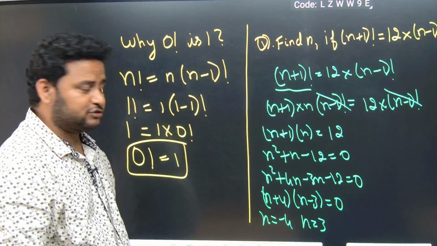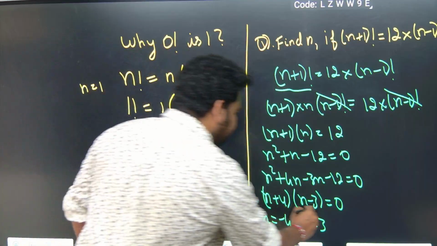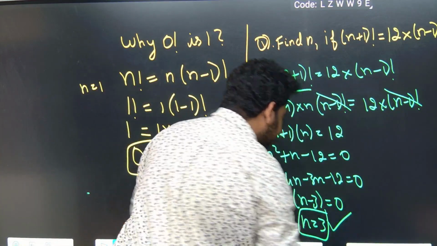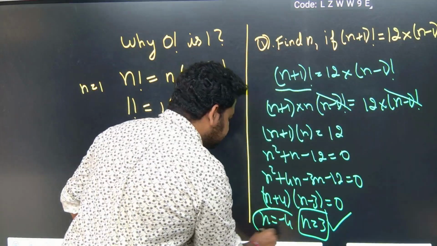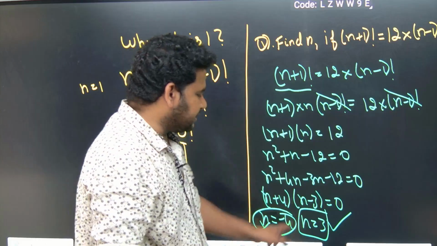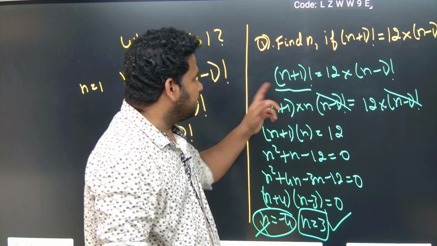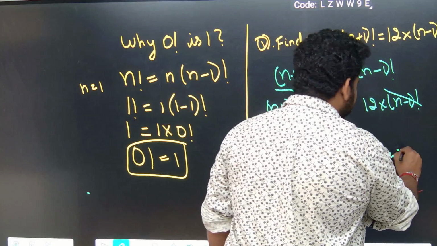So we are getting two values of n. But what is the value I should take? I should definitely take n is equal to 3, because 3 is a natural number, but minus 4 is an integer. I cannot take a negative value. So n cannot be negative because n is always a natural number, because we are taking factorial. So n is equal to 3 is the right answer to this question.